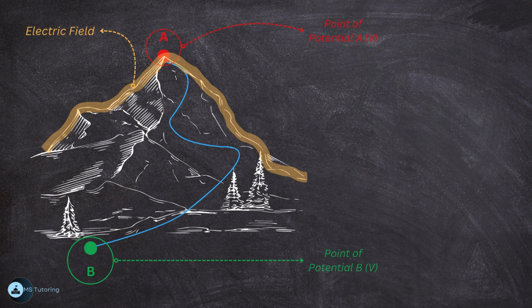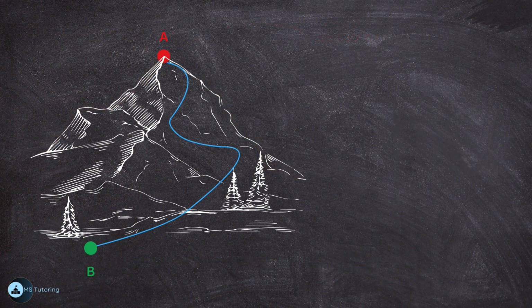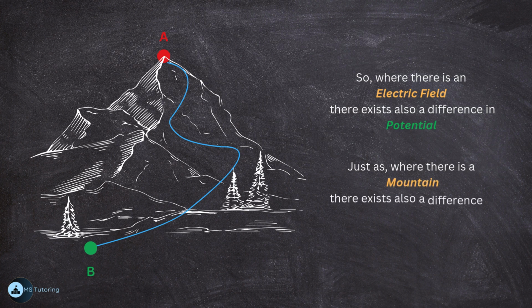Different positions in an electric field will have different values of potential, i.e. voltage. Just like different points along a mountain, by definition, will have different heights. So, where there is an electric field, there exists also a difference in potential. Just like where there is a mountain, there exists also a difference in height.